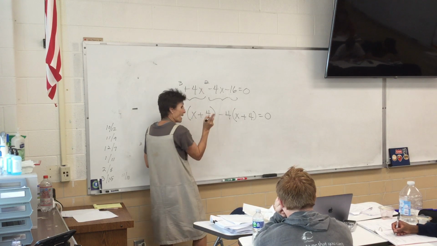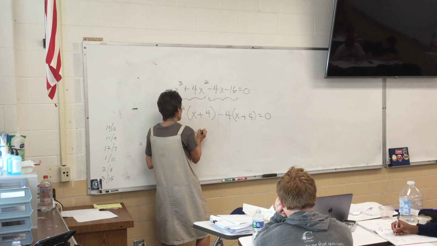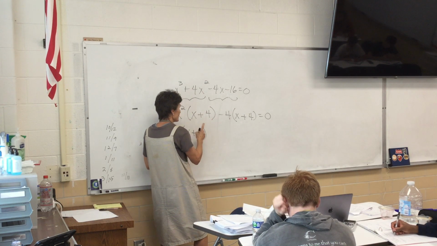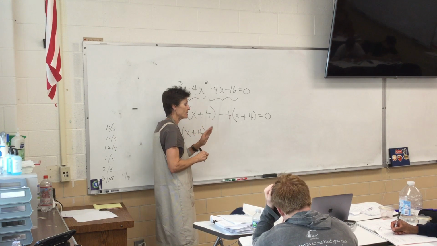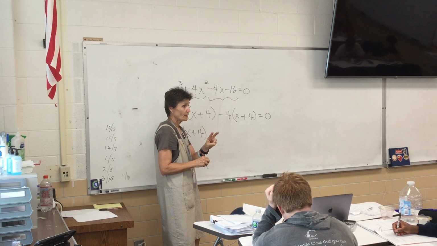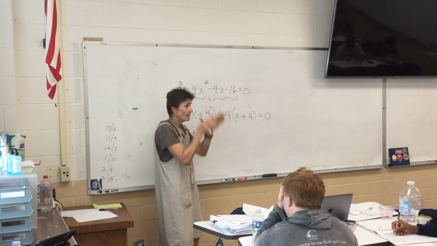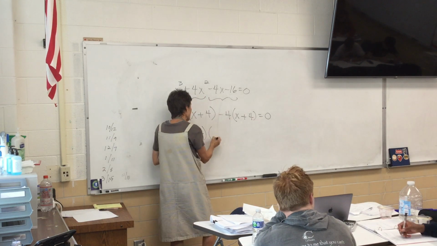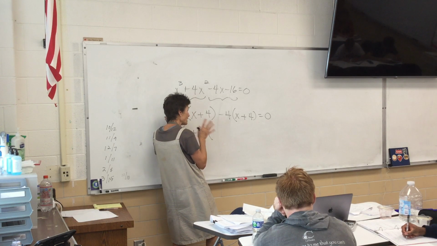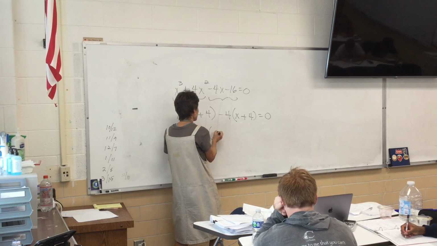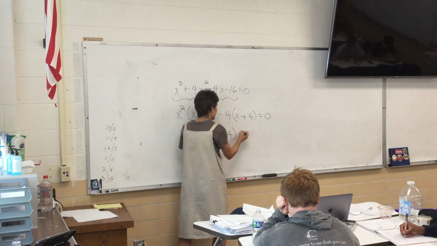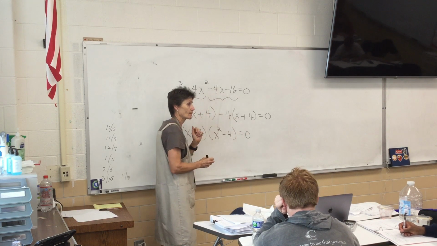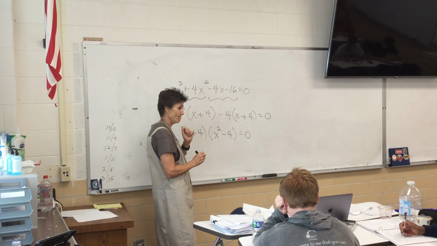So, they match. So I'm going to write down the match. There it is. Notice, I don't write it twice. I don't put a squared on it. I write down the match. And then I make another parentheses and I write down everything else, which is x squared minus 4.